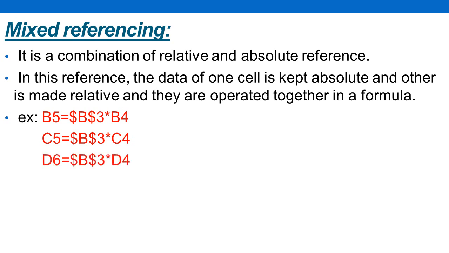Next, D6 equals B3 into D4. Here also B3 is constant. Means one cell address is kept absolute and the other cell address is relative.